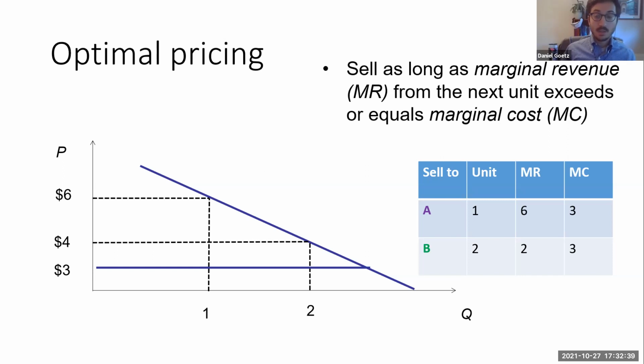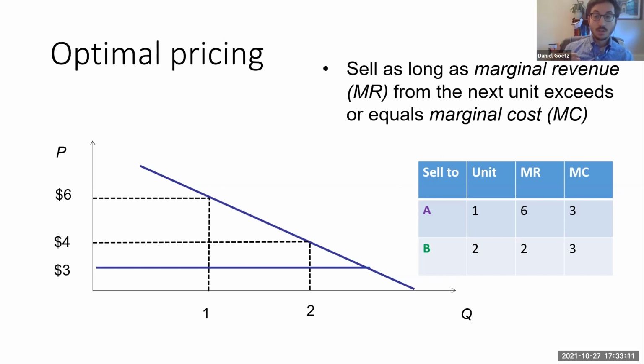So why is that the case? It's not totally intuitive, but let's walk through it. If you sell to just A, you're going to sell 1 unit at $6, right? So your marginal revenue is 6. You've made 6 additional dollars, and it only costs you $3 to make. Now, if you sell to B, what happens? You need to drop the price. So you drop it from 6 to 4, right?